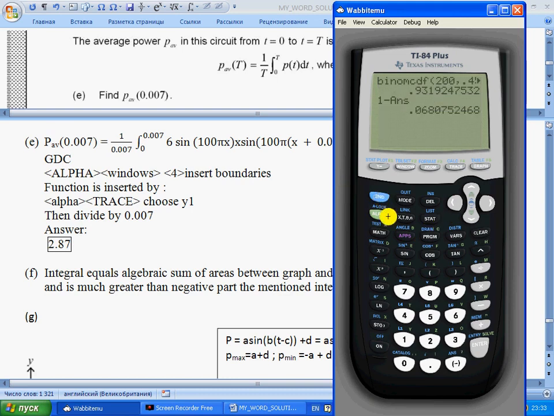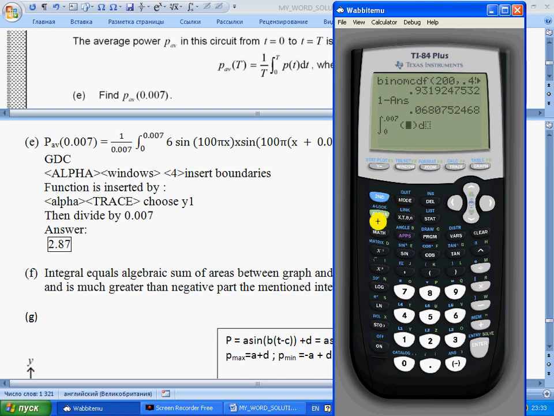So alpha windows, and here we have finite integral, so it is 4. So we insert the values, so from 0 to 0.07, and here we should not insert again our function because we have it somewhere.